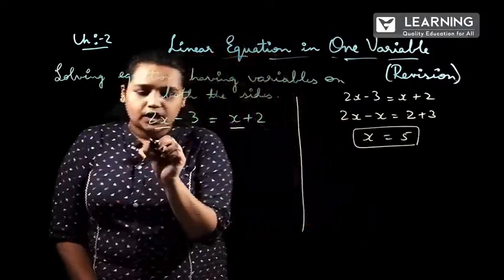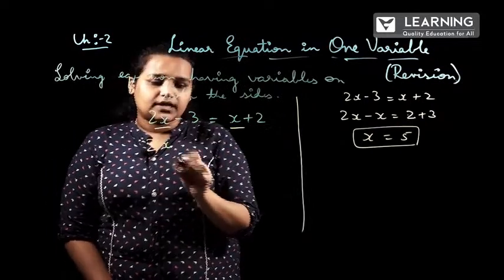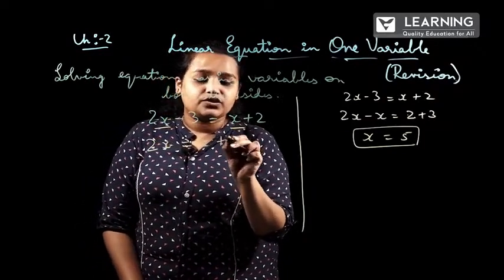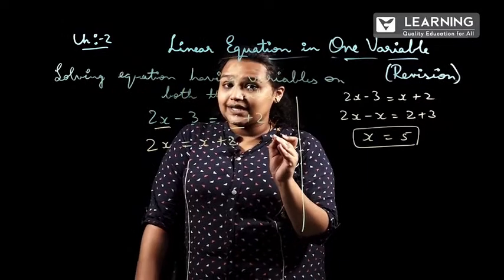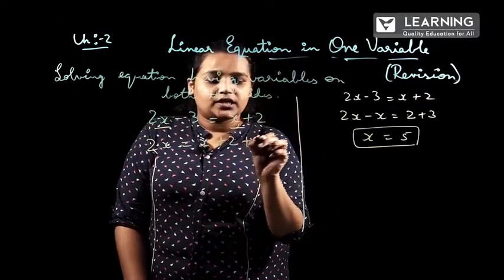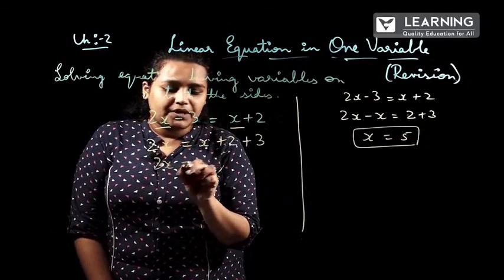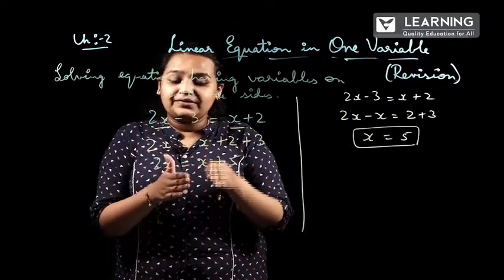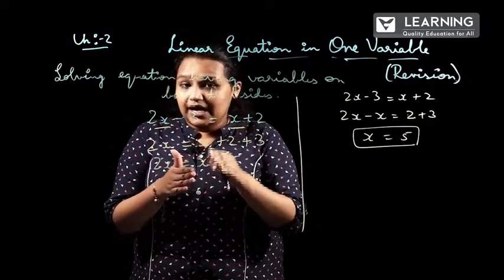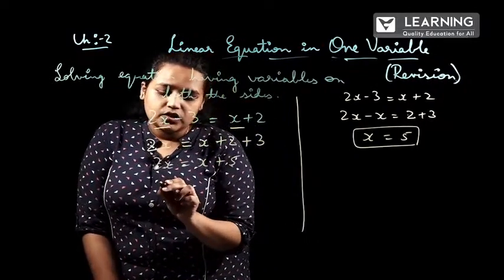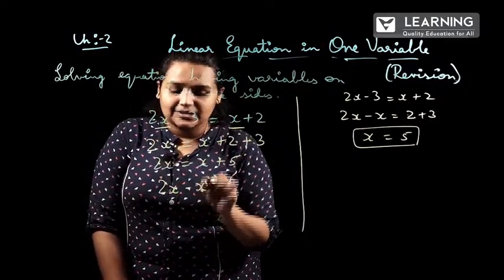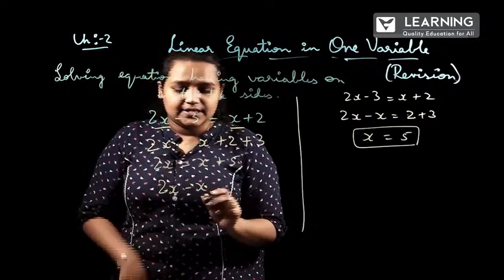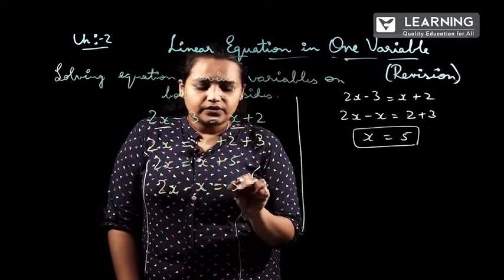Let me tell you, 2x. Now shift -3 to the other side, which is equal to x + 2 - 3. When it is moving to RHS, it will become +3, correct? So, +3. So, 2x will be equal to x + 2 + 3, that is 5, correct? So now shift the variable which is in RHS to LHS. So, it will be 2x - x, the x will become -x when we move to LHS, which is equal to 5, right?